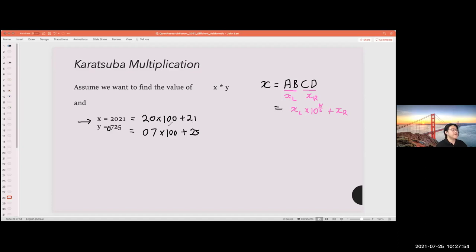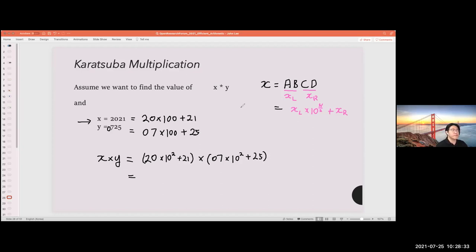And so if we have this structure, then x times y can be written as 20 times 10 to the power of 2 plus 21, multiplied by 7 times 10 to the power of 2 plus 25. I'm just going to keep the padding here because it is useful later on.